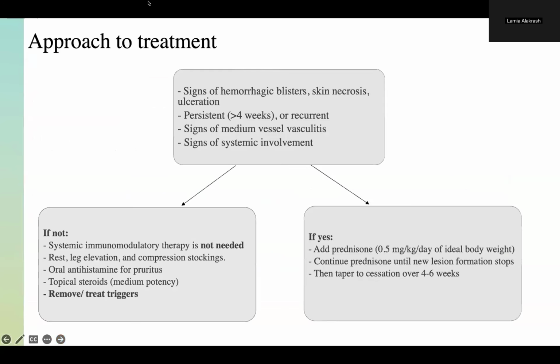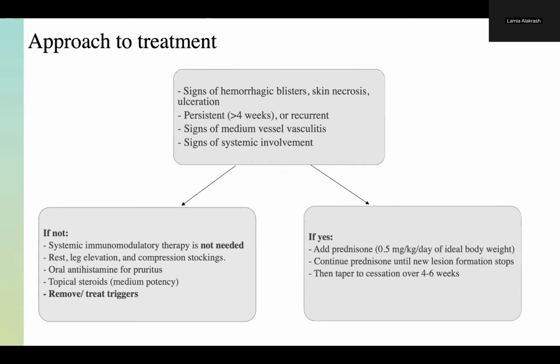When we approach a patient for treatment, the first thing you have to ask yourself is, is this patient going to need a systemic treatment or not? So you have to see if there are hemorrhagic blisters, skin necrosis, ulcerations. Is it persistent more than 4 weeks? Is it recurrent, chronic? Is there any sign of medium vessel vasculitis or systemic involvement? If the answer is no to these questions, most likely your patient will be controlled with conservative management and topical treatment. Systemic immunomodulatory treatment will not be needed as first line.